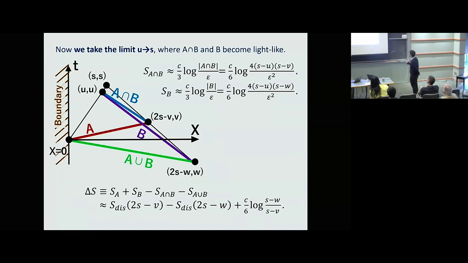Yeah. And then we simplify this delta S, SA plus SB minus SU like this. And then we know these two guys, this guy and this guy, and it's given by this log. There is a SA, and also SA cap P, and that gives this disconnected contribution.